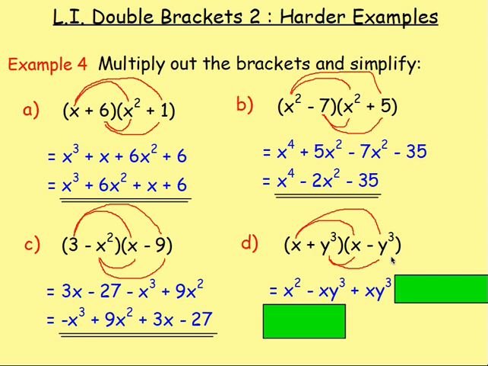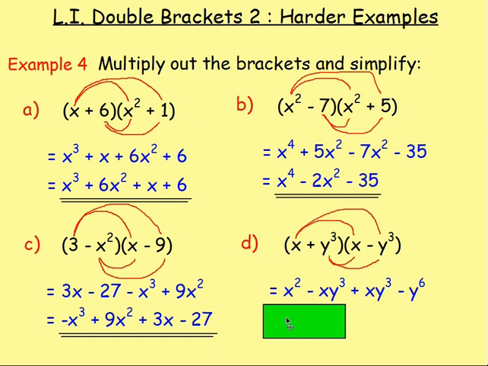And y cubed times negative y cubed. You've got a positive and a negative, so it's going to be negative. And y cubed is y times y times y. This y cubed is also y times y times y. So really you've got y times y times y times y times y times y. So because you've got the 6 y's multiplied together, it's just y to the power of 6.